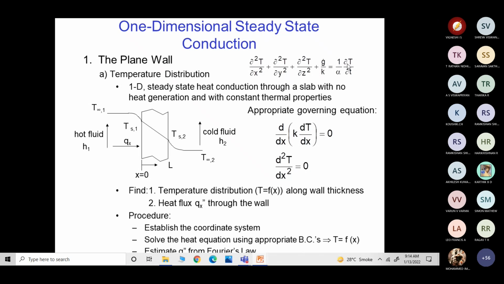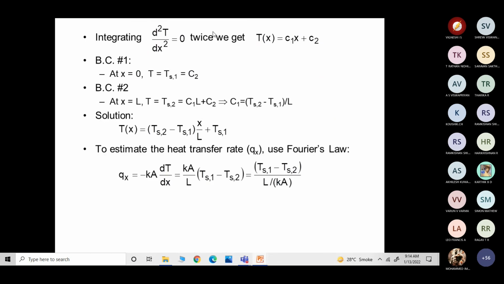Sir, the right hand side is zero. The right hand side, dou T by dou t, is the variation of temperature with respect to time. Capital T stands for temperature, small t stands for time. The variation of temperature with respect to time becomes zero, and internal heat generation becomes zero. These two terms get neglected. The equation becomes dou square T by dou x squared equal to zero. When we double integrate it, we will get this solution.